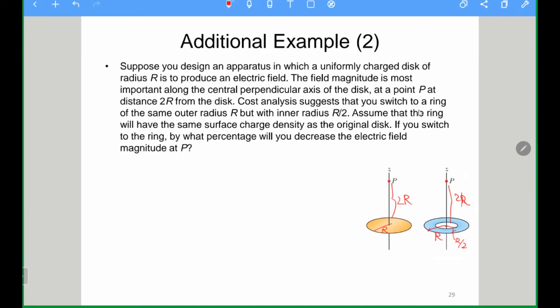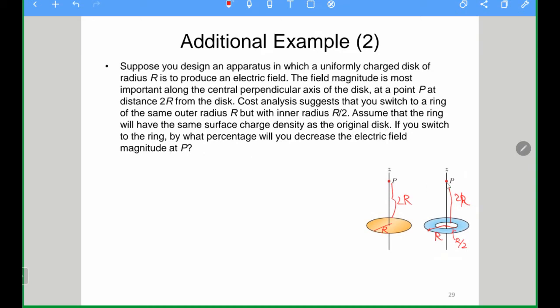Okay, assume that the ring will have the same surface charge density. The charge density doesn't change, which means the total charge will be reduced, because the charge density will remain the same and you remove the inner part, so the total area is reduced, so the total charge is also reduced. If you switch to the ring, by what percentage will you decrease the E field magnitude at P?